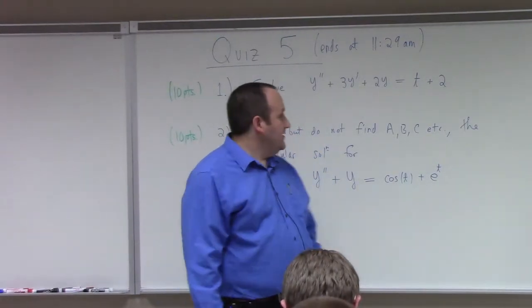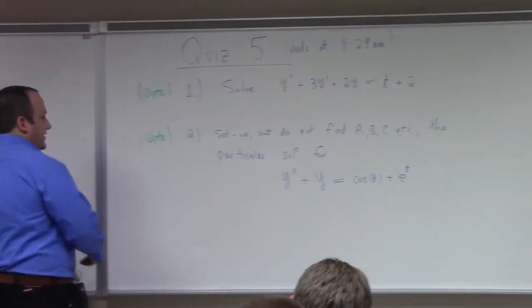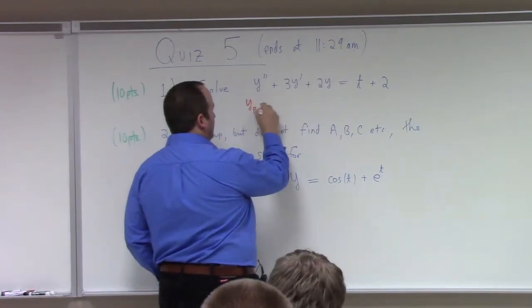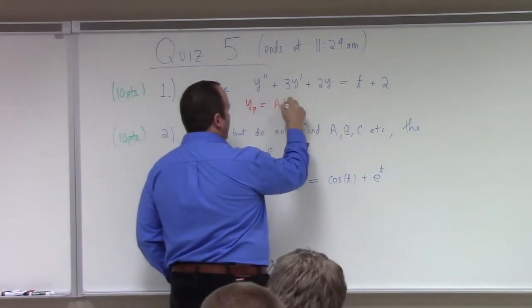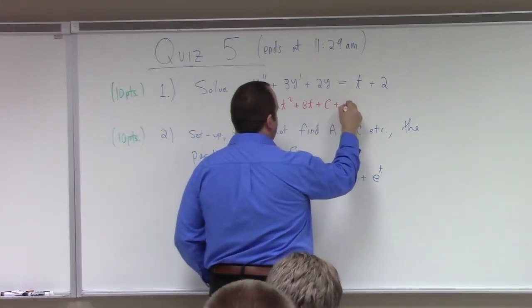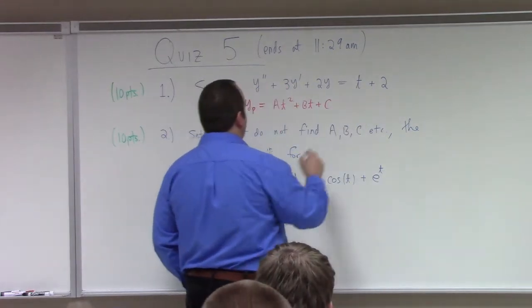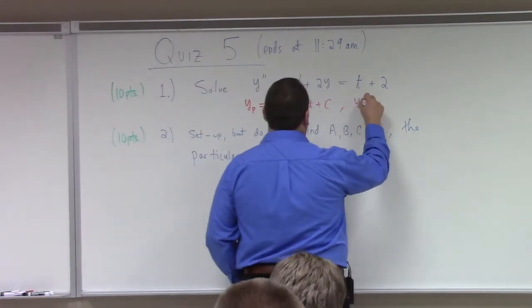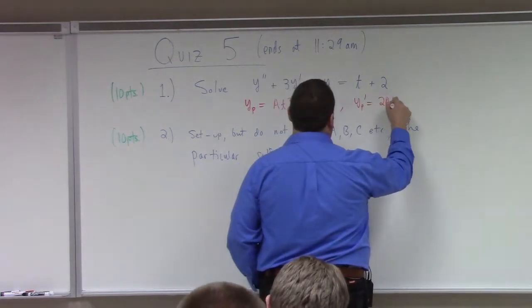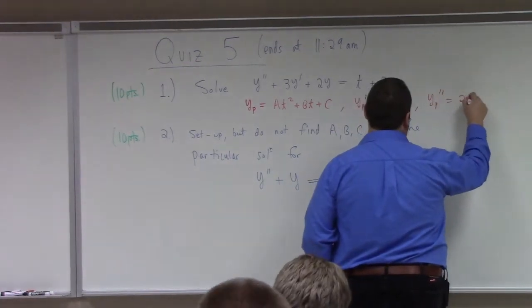Amen. Yes, this is the quiz you just took. I guess I can work it out. So this suggests that yp has the form at squared plus bt plus c plus d. So yp prime is 2at plus b, and yp prime prime is 2a.